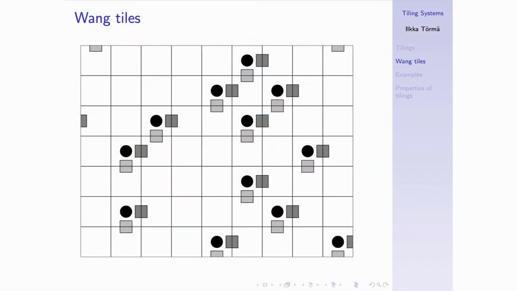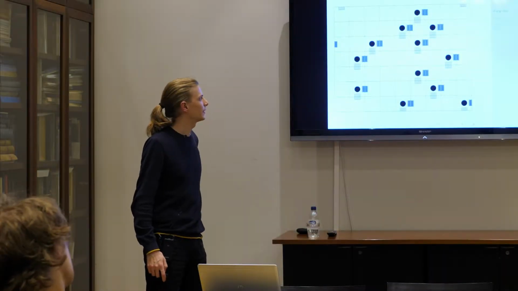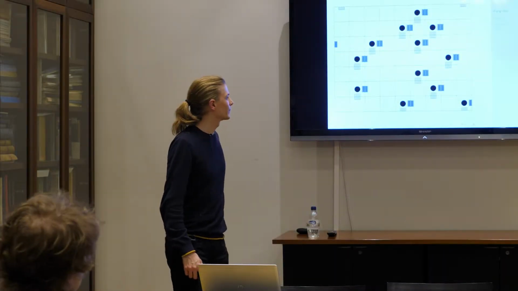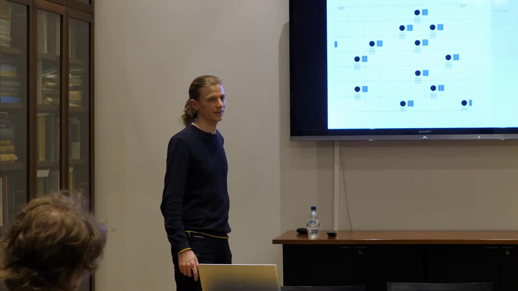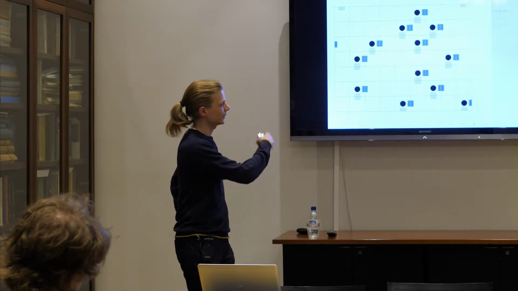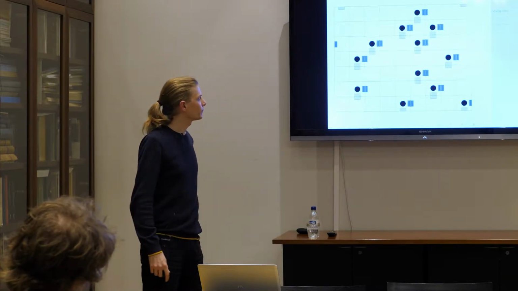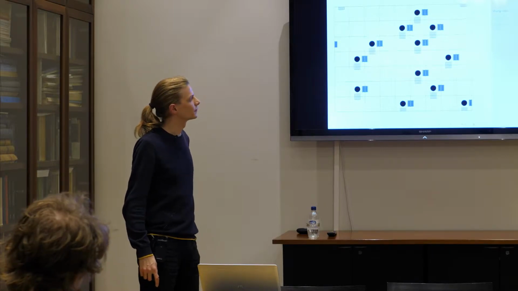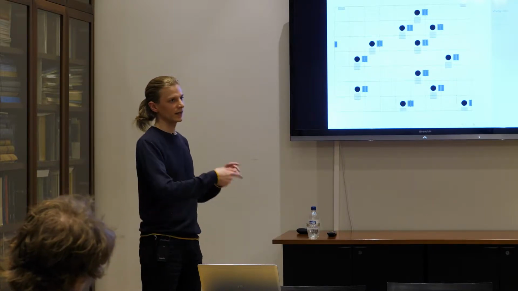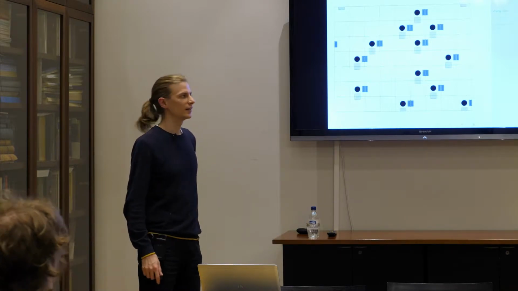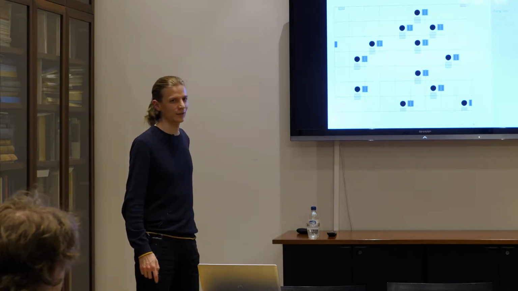Okay, and now you can try to build a tiling out of these Wang tiles. Here's one. We have the black dots there, and we have these gray markings on the edges, and every time we have a gray marking, we also have to have a gray marking on the other side of the same shade. Okay, and now we see that these gray markings enforce some constraints on these black dots.